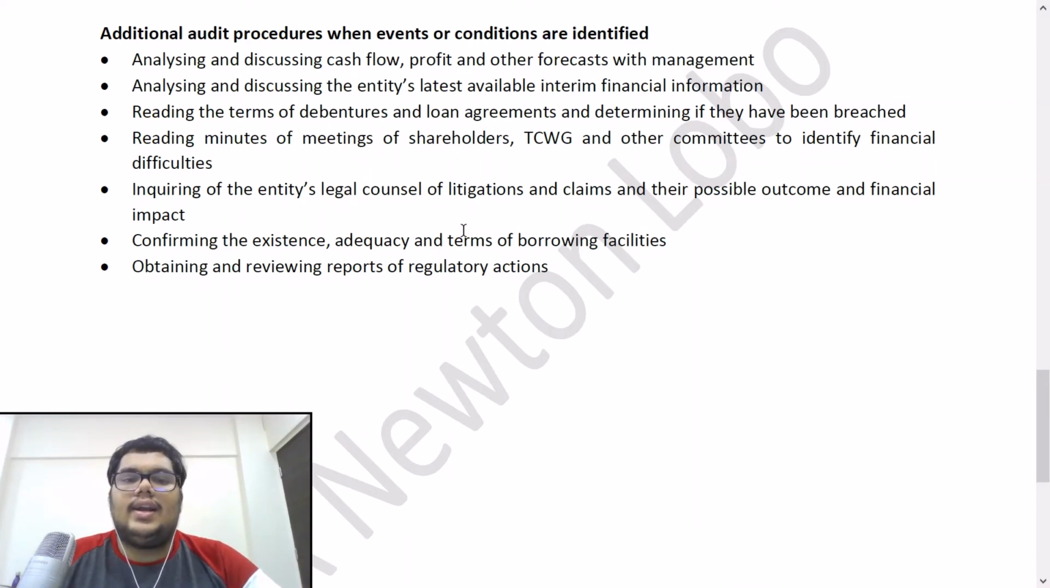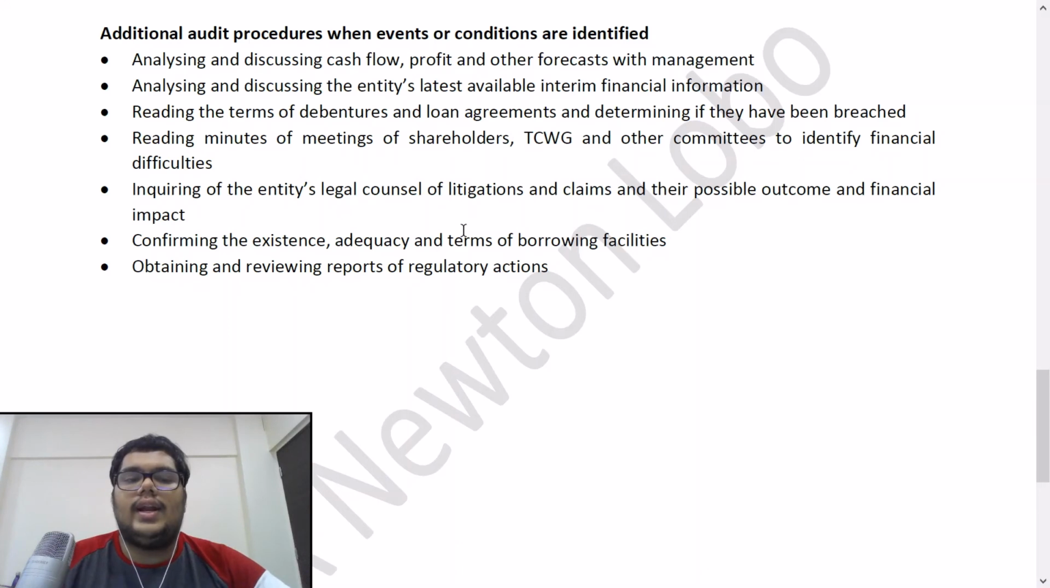Next, analyzing and discussing the entity's latest available interim financial information. So let us say you are performing a year-end audit, 31st March audit, and this audit is going to conclude on 31st of July. So in the meanwhile, you may have the latest available interim financial information that is for Q1 next year, that is 30th June. So you can look at this financial information also to check whether the going concern issue still exists or the company's operations and the company's profitability has improved. Next point, reading the terms of debentures and loan agreements and determining if they have been breached. So this would be an indicator of a going concern issue. Next, reading minutes of meetings of shareholders, those charged with governance and other committees to identify financial difficulties. So the minutes of these meetings can indicate financial difficulties that the management has discussed in their meetings, and how do we obtain alternate sources of financing. So these could be indicators of going concern issue.